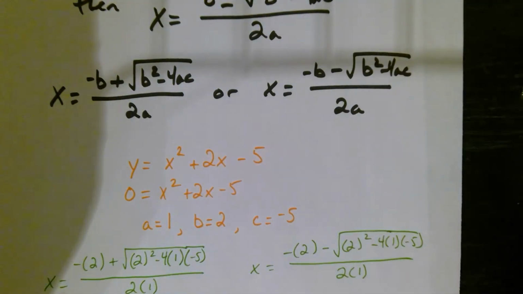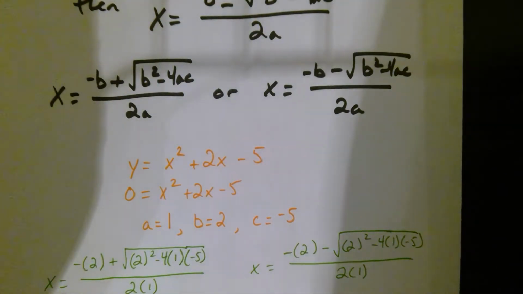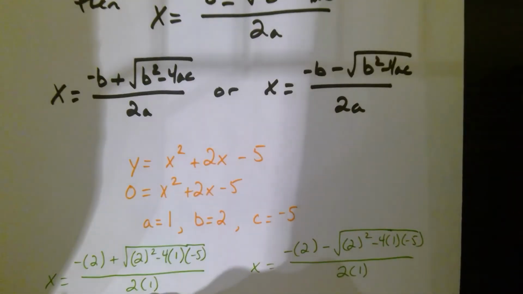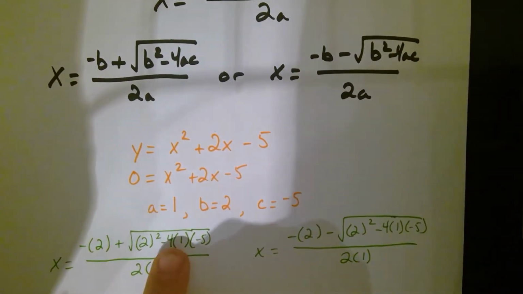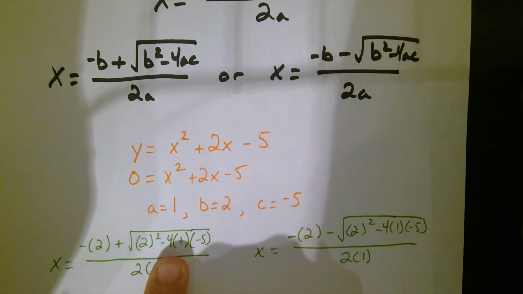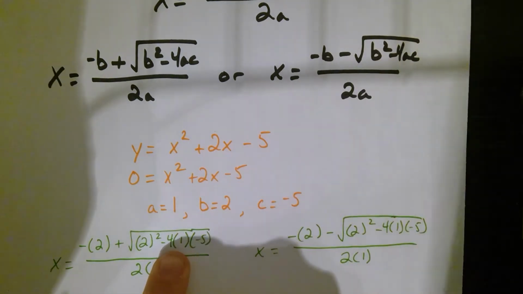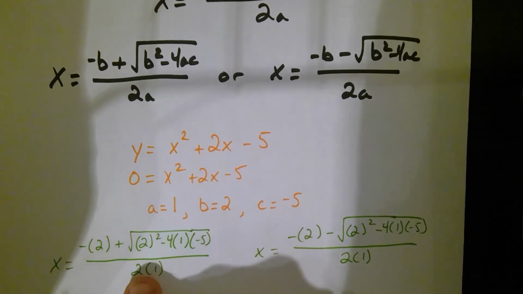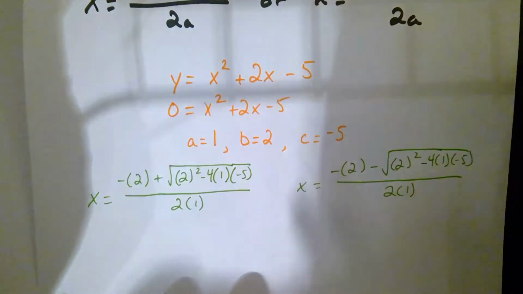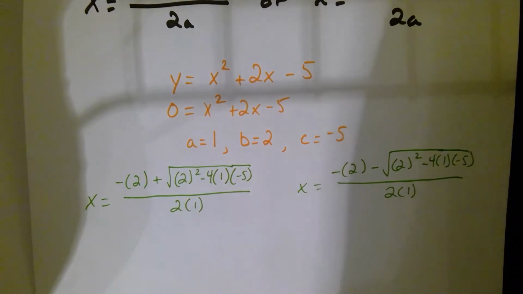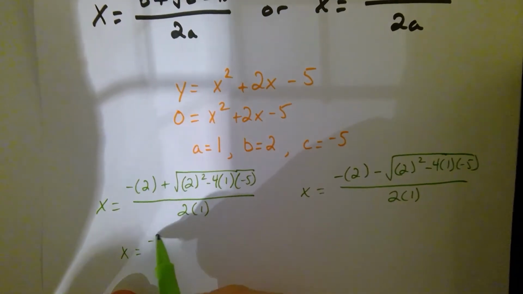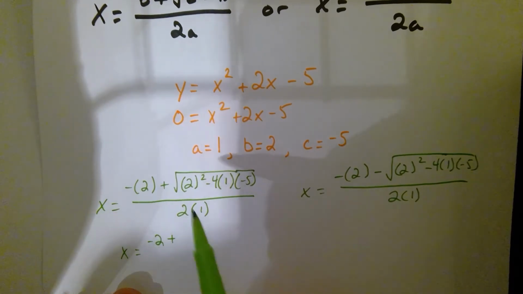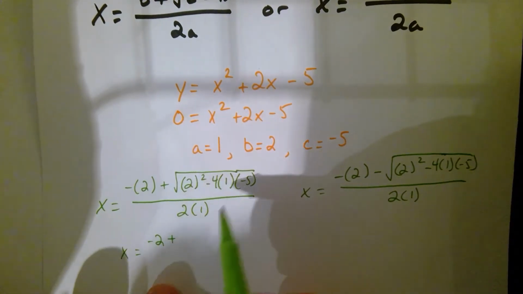Now, when we simplify, we must simplify 3 places: in the denominator, the left of the addition sign, and inside the radical. If you want to go further, that's all well and good, but we must simplify this place, and this place. So let's go ahead and do that. Okay, so x equals negative times 2. That's just going to be negative 2 there. Plus, and I'm going to take a few steps to get this inside done.